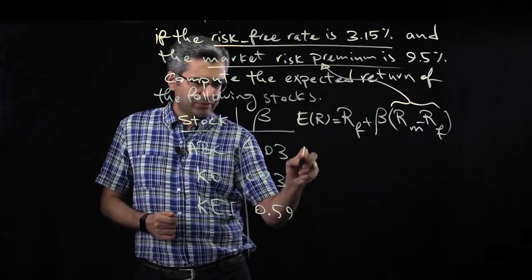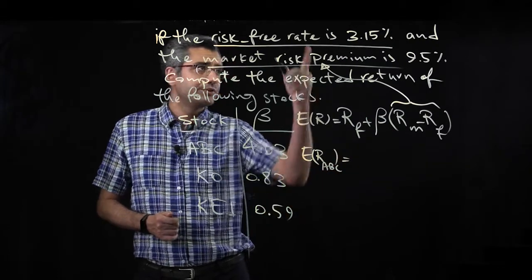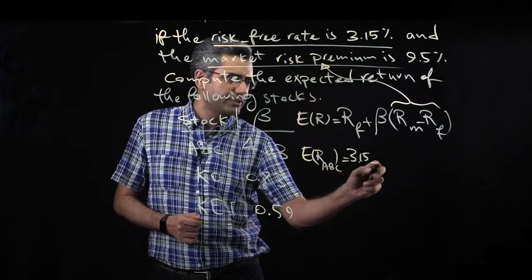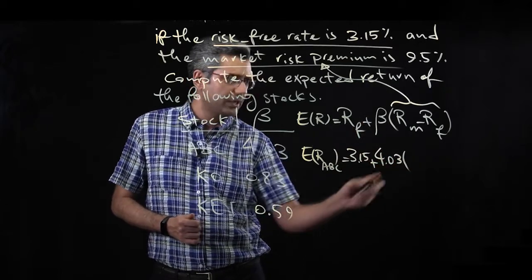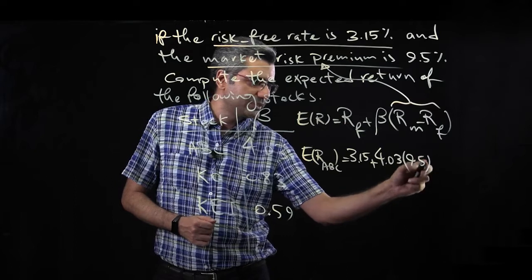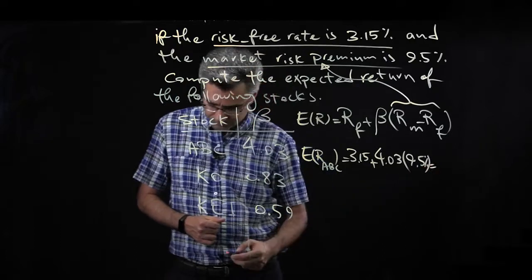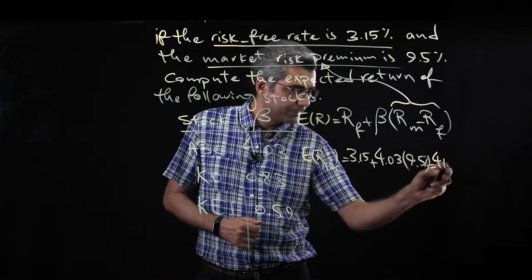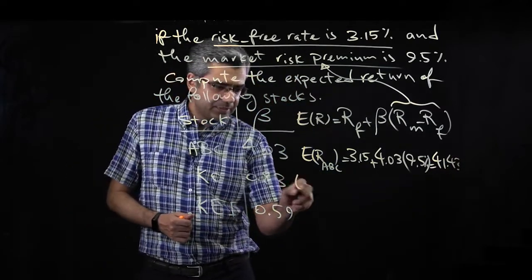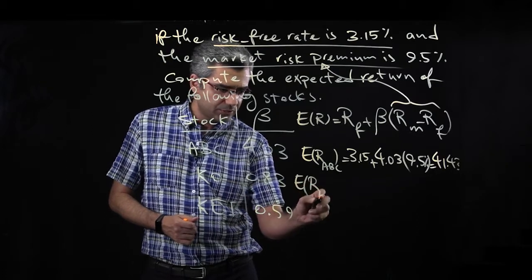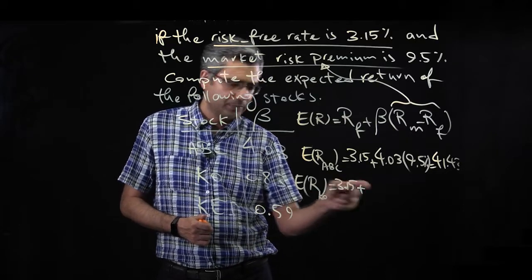So expected return for ABC is risk-free rate 3.15% plus beta 4.03 multiplied by 9.5%. And if you do the calculation, it's 41.43%.